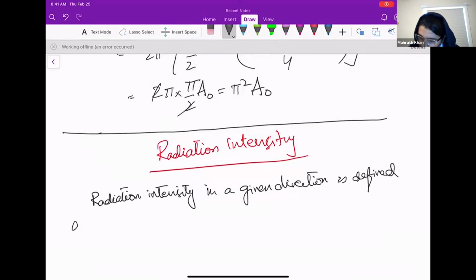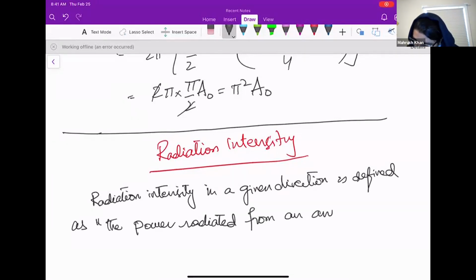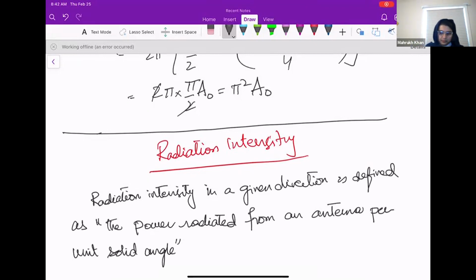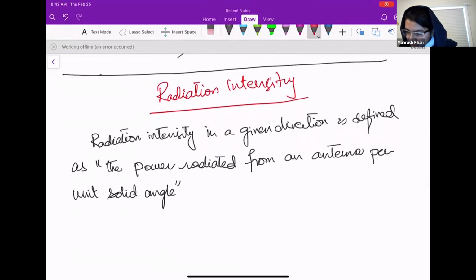is defined as the power radiated from an antenna per unit solid angle. What it means is that we are defining radiation intensity as U.